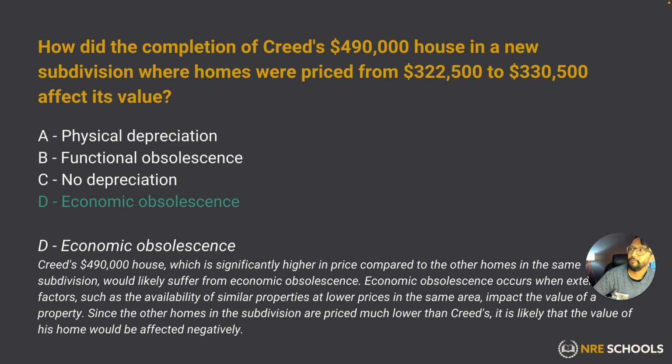How did the completion of Creed's $490,000 house in a new subdivision where homes were priced $322,000 to $330,500 affect its value? Creed had this super nice $490,000 house, but the nearby houses started selling for less. That is a form of economic obsolescence because it happened outside the property lines.